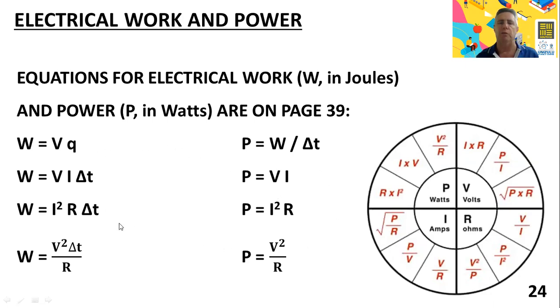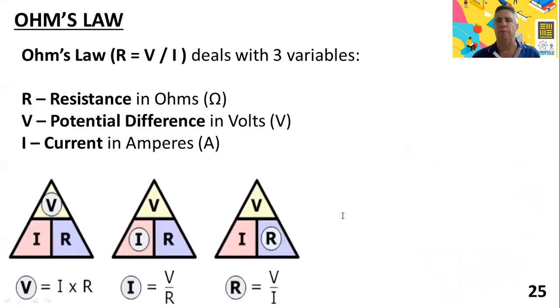All these 8 equations are given to you in the exam, so just make sure that you know how to use them. And this wheel is an interesting way of calculating different variables. At the bottom of page 25, we remind you about Ohm's law. It's often written as V equals IR, but in fact, the form in your data sheets is R equals V over I. It's dealing with 3 variables: resistance measured in ohms, potential difference or voltage in volts, and current in amperes. And these triangles show you the different ways of calculating and changing the subject of the formula.